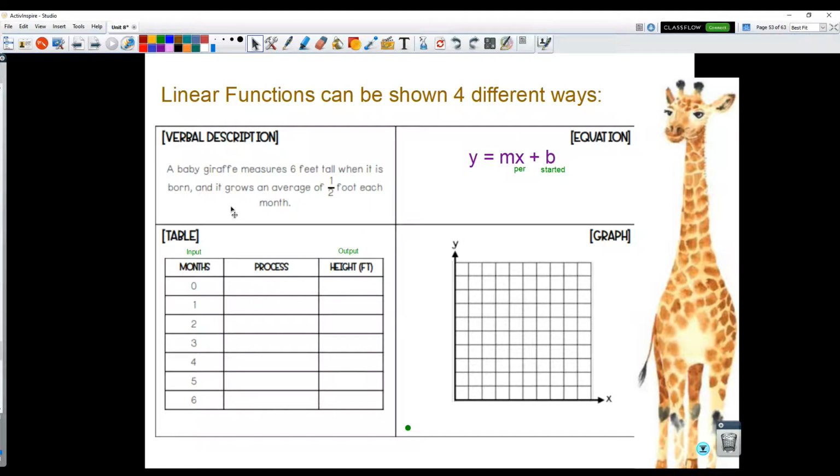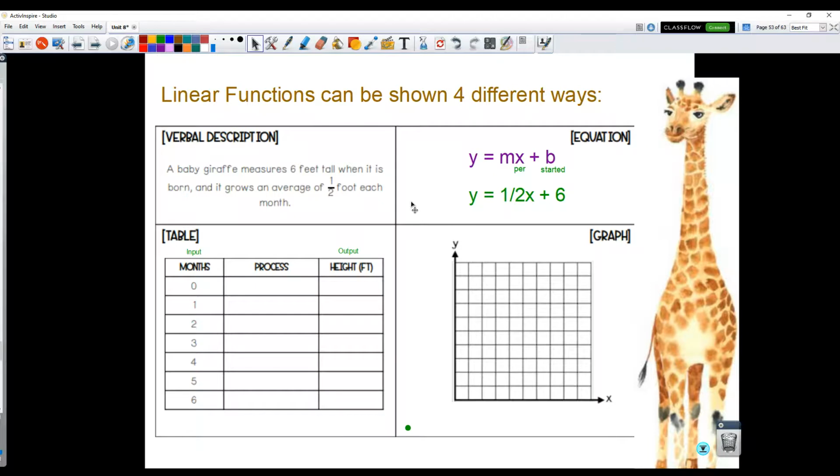So let's look at our problem again. A baby giraffe measures 6 feet tall when it is born, and it grows an average of 1/2 foot each month. Each meaning per. So we know this 1/2 is per month, so that's going to go in for my m. And where did this baby giraffe start? Well, he started at 6 feet tall. So here's the equation based on that verbal description.